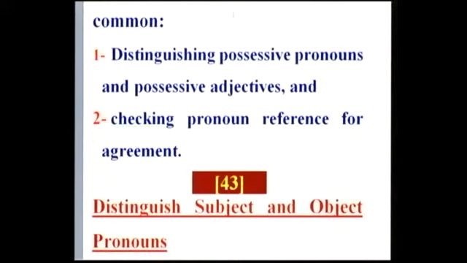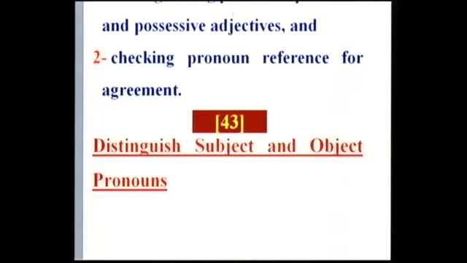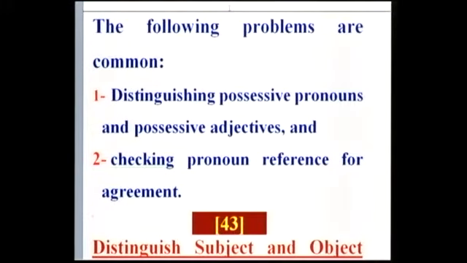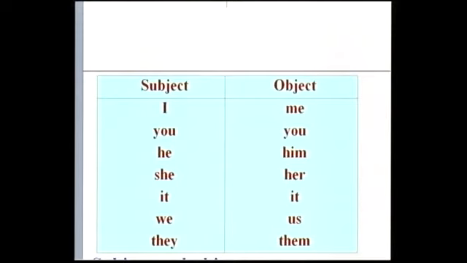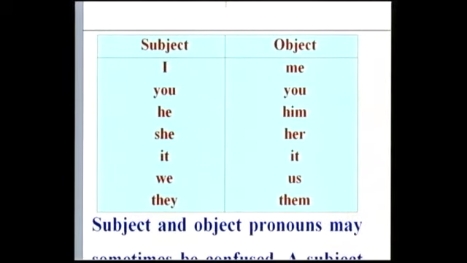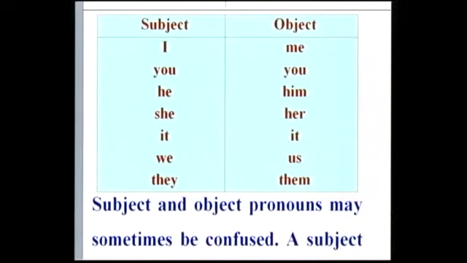Let's look at the first topic, which is distinguishing subject and object pronouns. طبعا this is not new to you. If the subject is I, the object is me; you; he, him; she, her; it; we, us; and they, them. Subject and object pronouns may sometimes be confused. يعني إيه؟ يعني it sounds very simple. You might tell me we do not confuse object pronouns and subject pronouns. لكن هنشوف مع بعض ازاي.